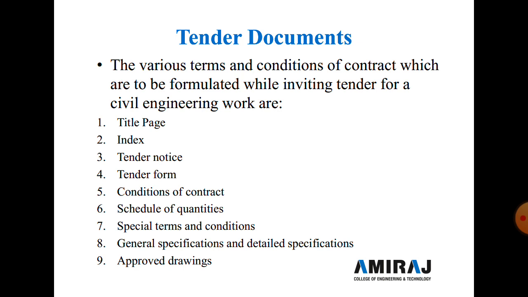This document contains information regarding the quality of material and workmanship, for example, which type of tiles you fix in a flooring, which type of concrete you use in slab work. So all the specifications, detailed or general, are given in a single document. And the ninth one is the approved drawing.